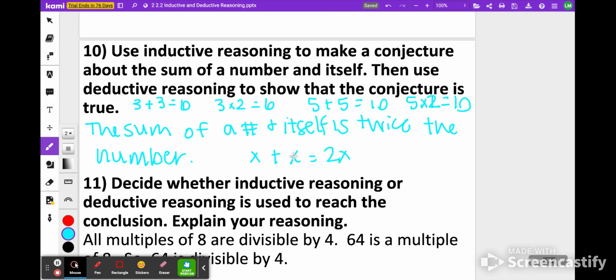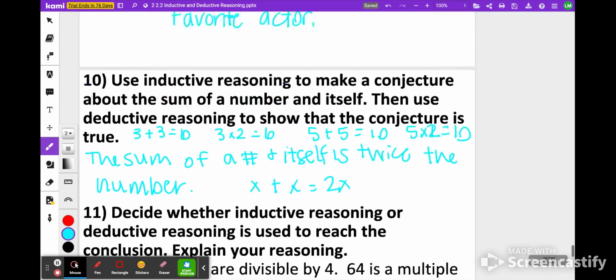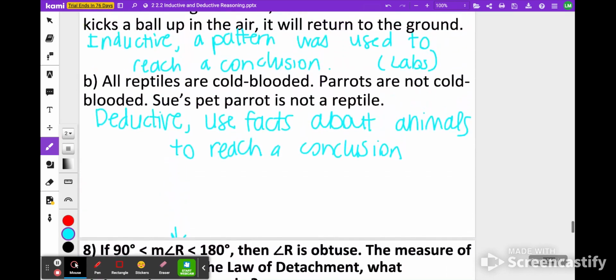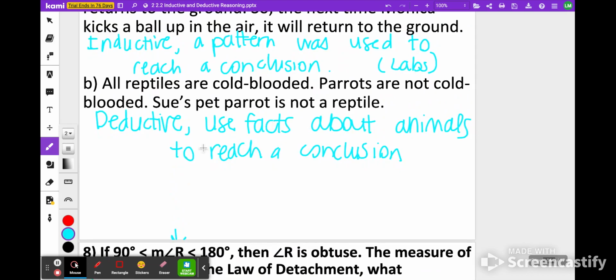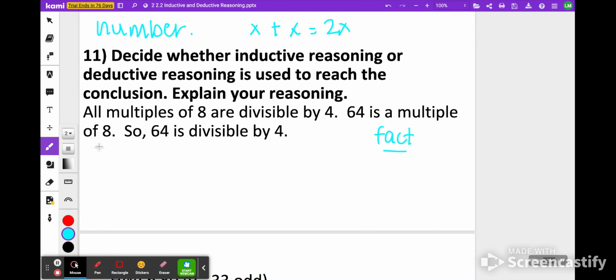Okay? Finally, number 11, decide whether inductive reasoning or deductive reasoning is used to reach the conclusion. All multiples of 8 are divisible by 4. Understand that this is a fact, so that should help you decide if it's inductive or deductive. 64 is a multiple of 8, so 64 is divisible by 4. Going back here one more time to the parrot example, we were able to say this is deductive because we used facts about the animals, and right now we're using facts about math. So this is deductive.